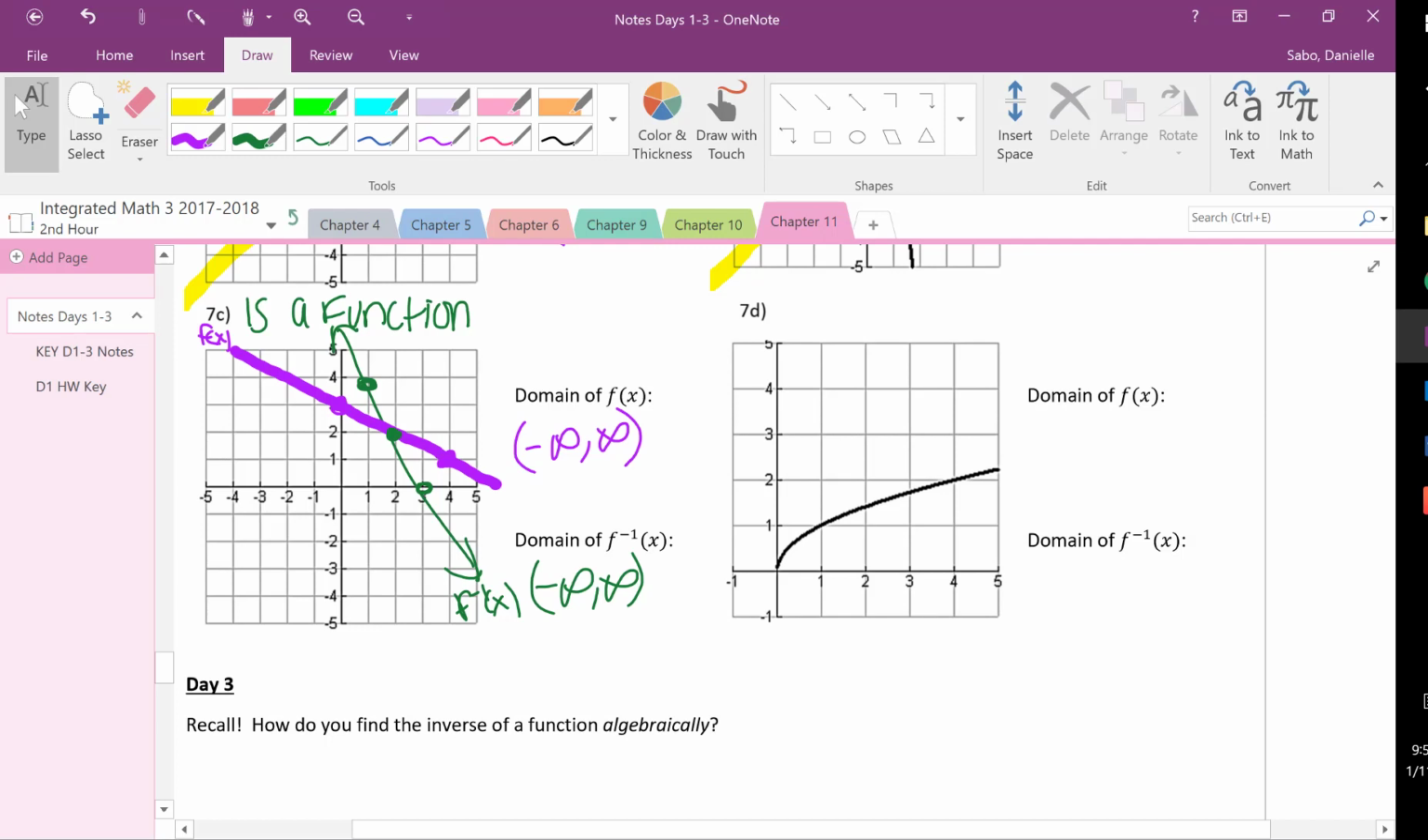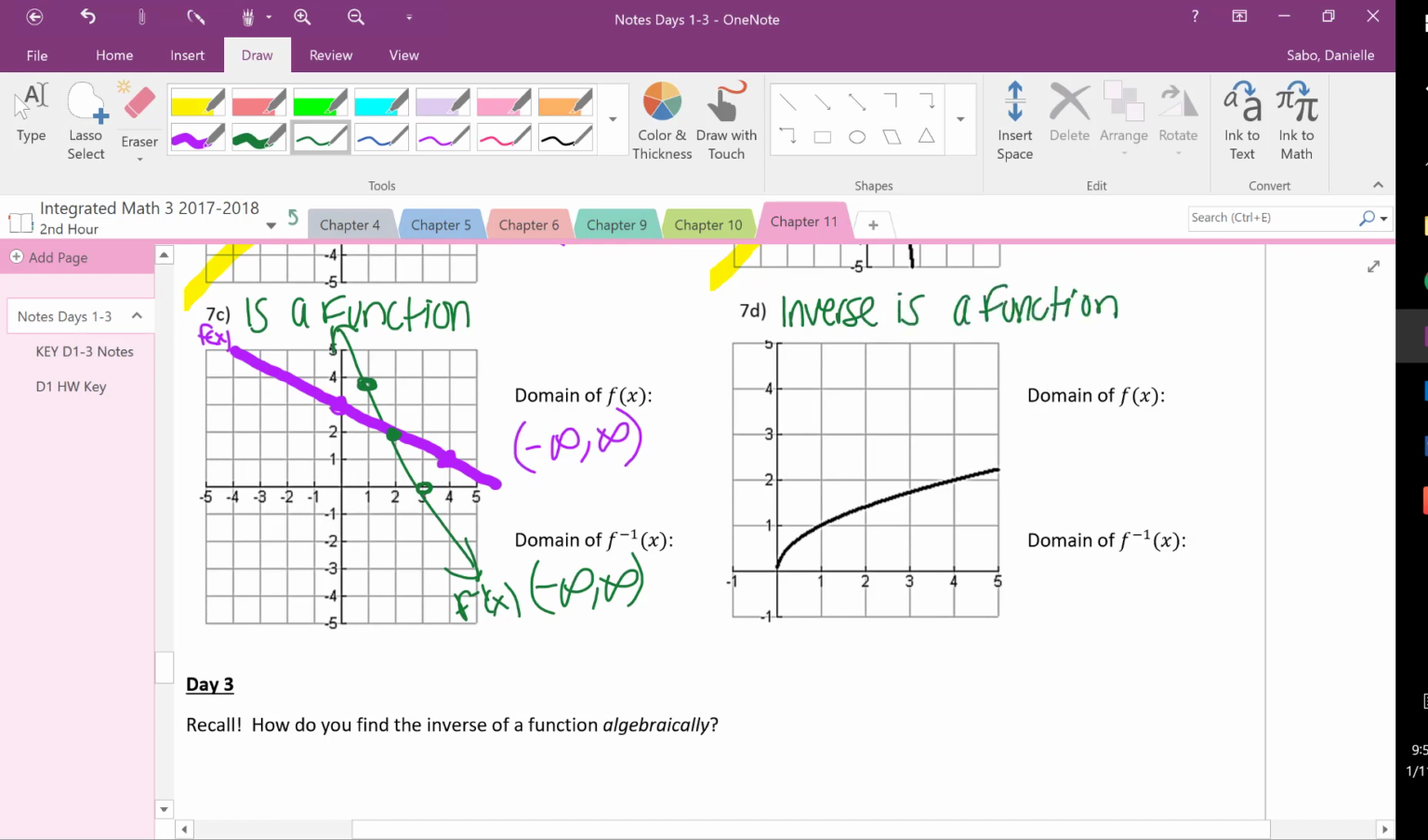All right, here we go. Let's talk about this one first. And I want to do the horizontal line test first. Here's my horizontal line. Is the inverse going to be a function? Yes, because it passes it. It only crosses one time. So the inverse is a function.